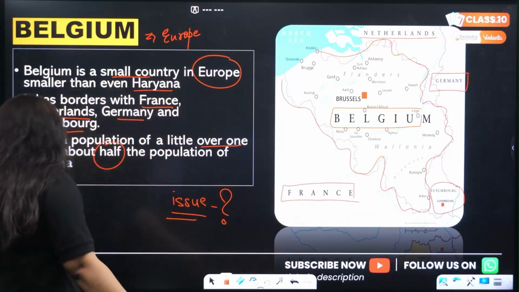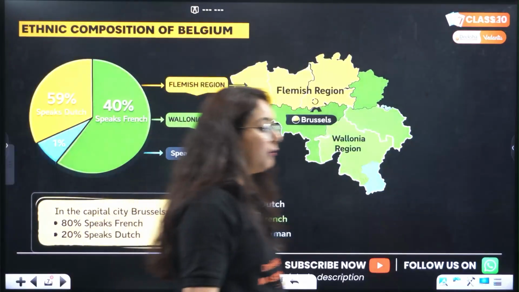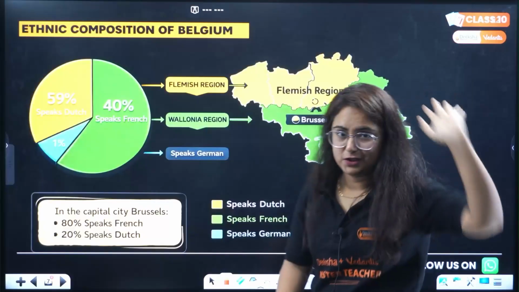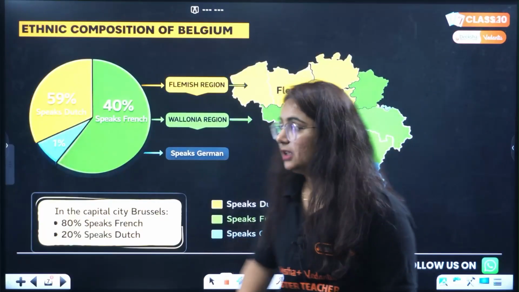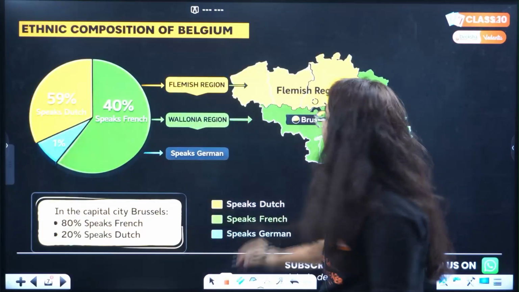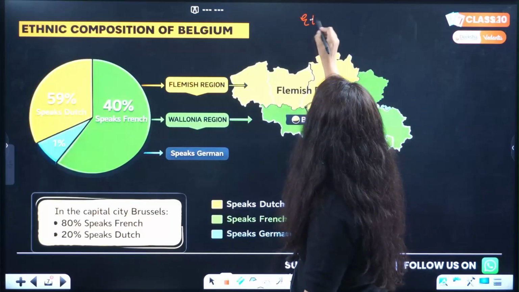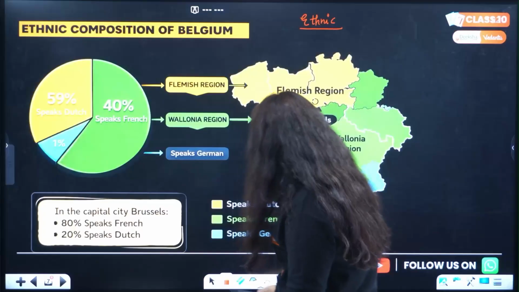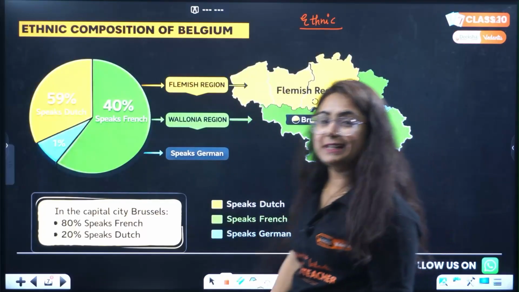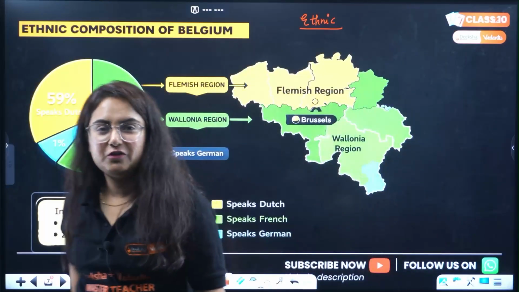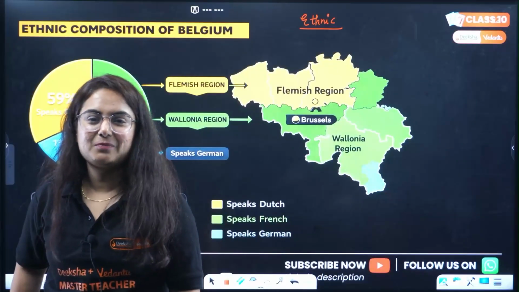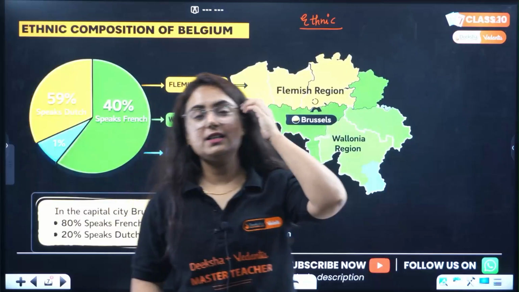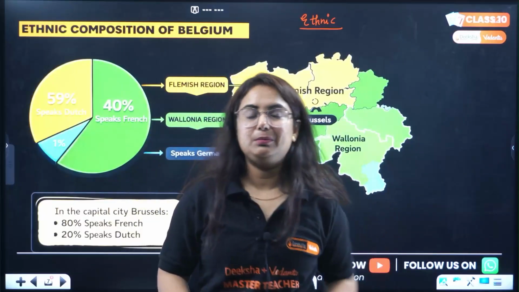So, now why are we studying it? Because of an issue that is known as the ethnic composition of Belgium. Now a word came which you don't know, that is ethnic. We only remember one thing: we have to wear ethnic dresses on Diwali, on some functions. See, what does this word ethnic actually mean?